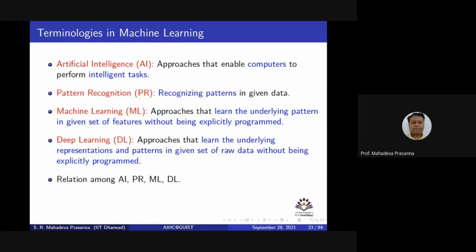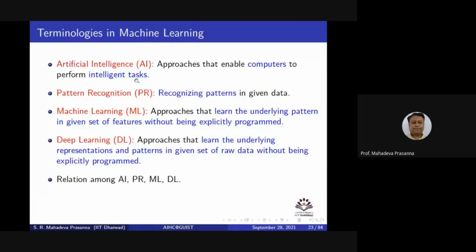For example, speech mode of communication is an intelligent task by humans. If I want to mimic a speech mode of communication on a computing machine, how do I mimic that? And that comes under this broad field of artificial intelligence.